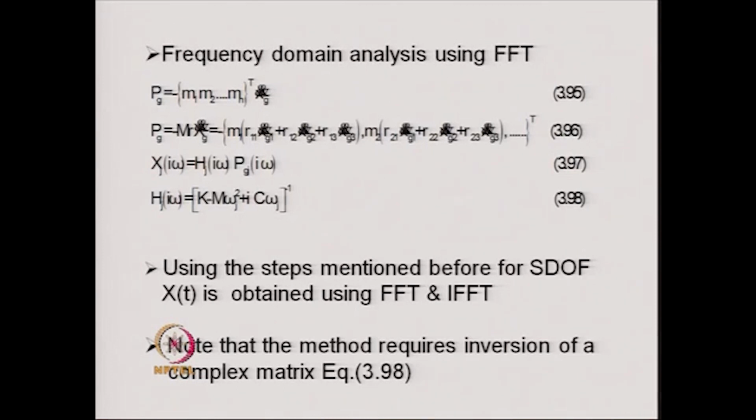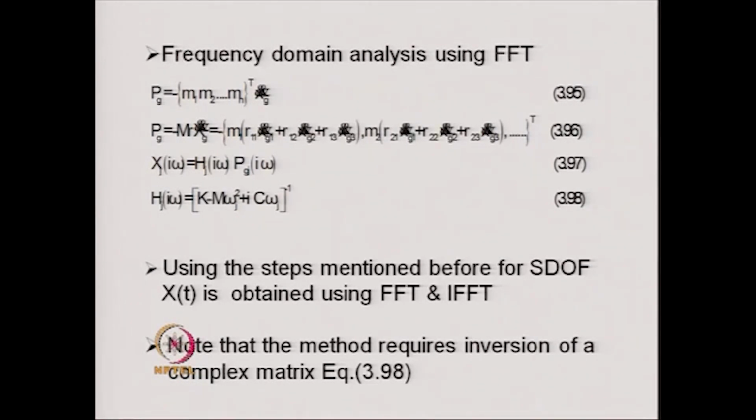And the excitations are x double dot G1, x double dot G2, that is, the excitations at different supports. Similarly, one can obtain the second element of the vector, that is the mass of the second floor multiplied by similarly R11 x double dot g1 etc.